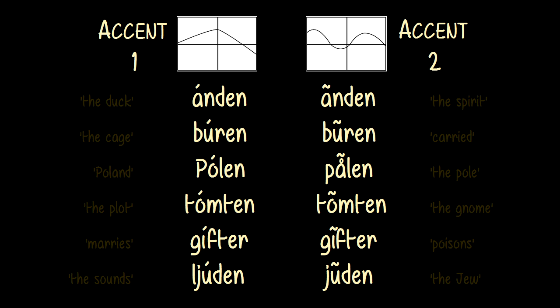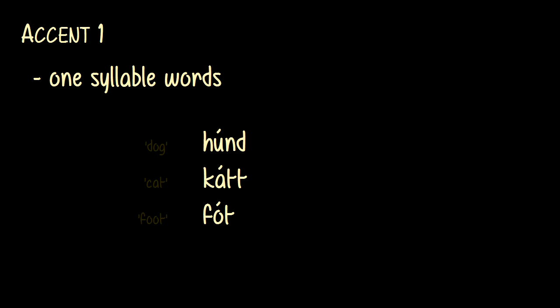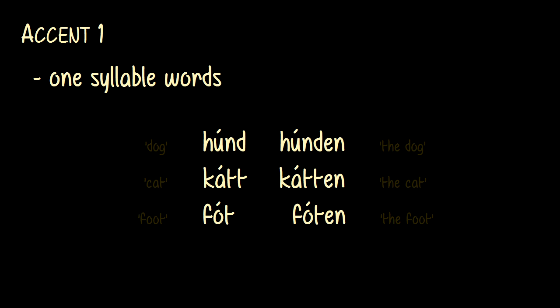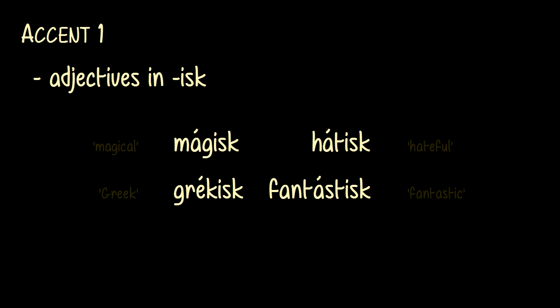So, on to the million-dollar question. How do we tell what accent goes with what word? And before giving you the list, please keep in mind that there are few rules without exceptions. Accent 1 is found in words with one syllable, such as hund, katt, fot. This is particularly important when we add the definite article because they will keep the same accent. Hunden, katten, foten. Then we have adjectives ending in isk, such as magisk, grekisk, hatisk, fantastisk.